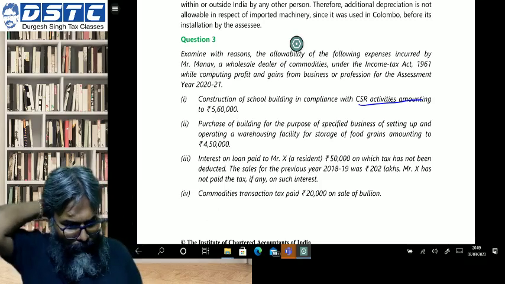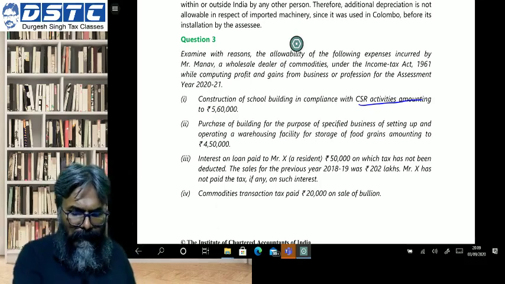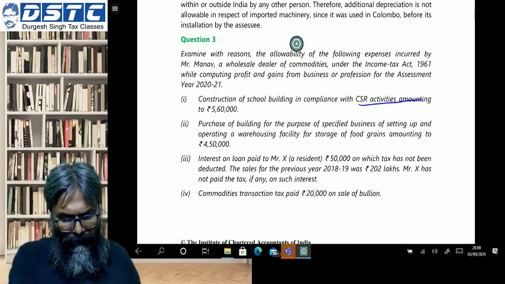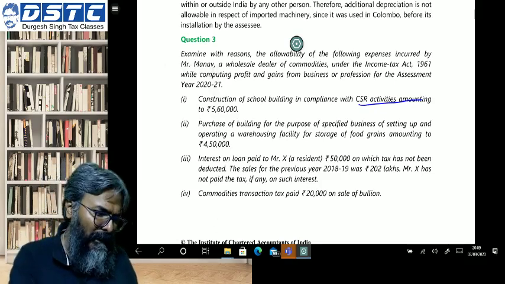And the answer is no, it will not be allowed as deduction. Just now we have seen in 37(1). The issue also we have discussed, isn't it? So definitely, as you are saying it correctly, it will be disallowed.